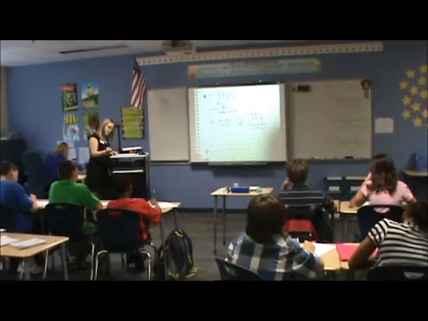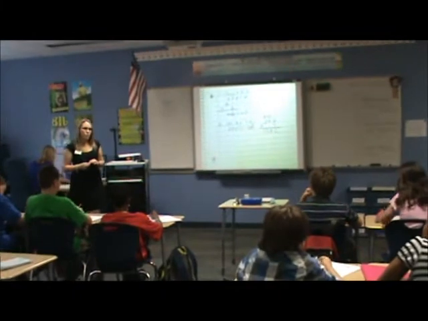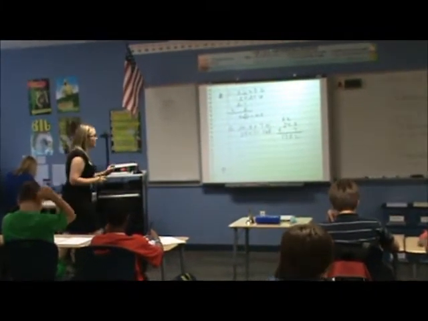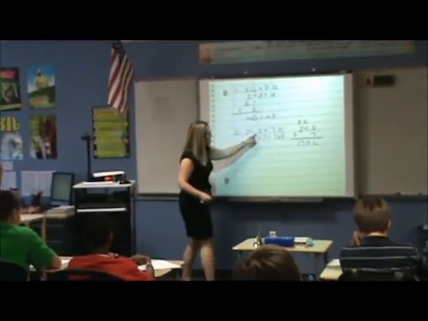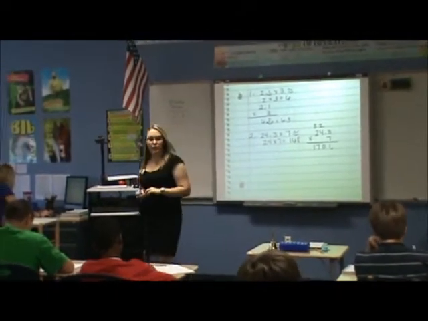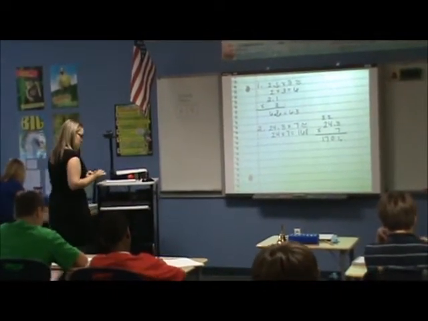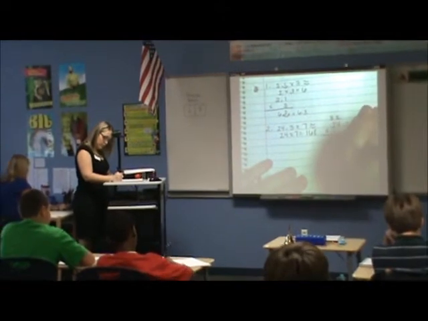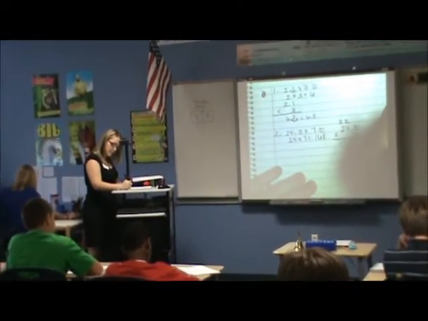And how many places are we going to move it over? 1. Because in the problem, it's 1 place value over. So we need to move it over in the product 1 place value. So 170.1. Perfect. Our answer is 170.1.